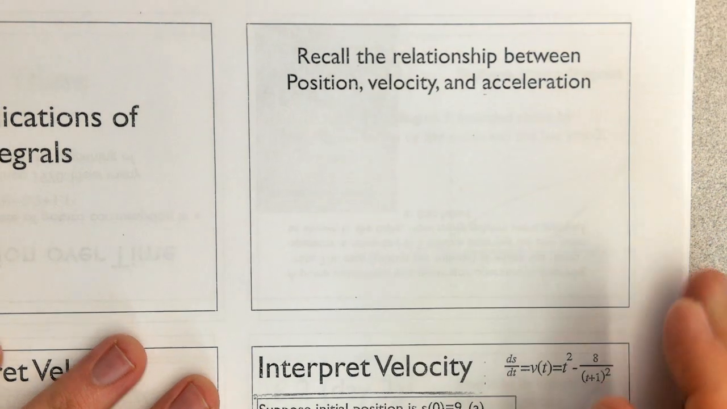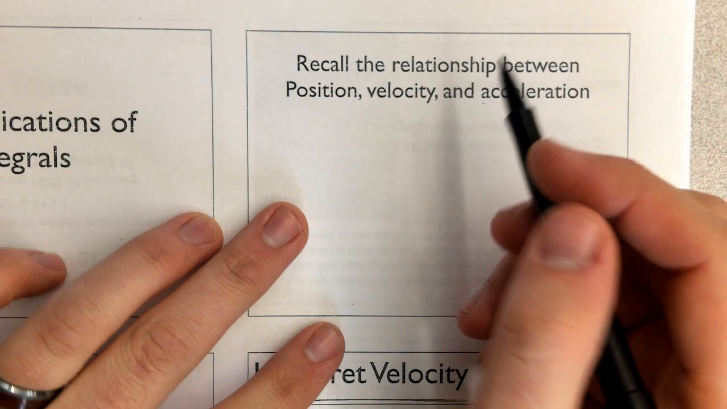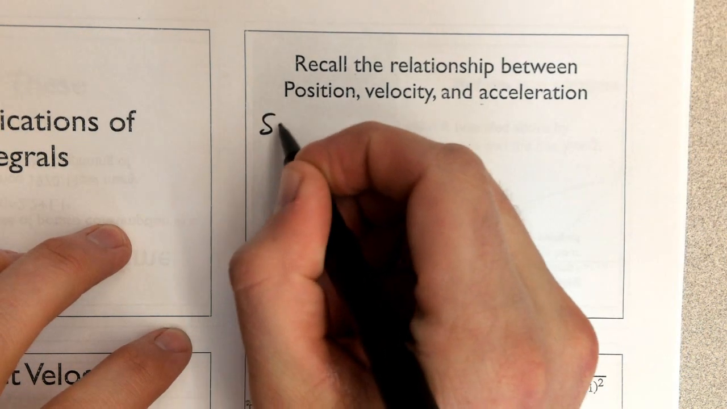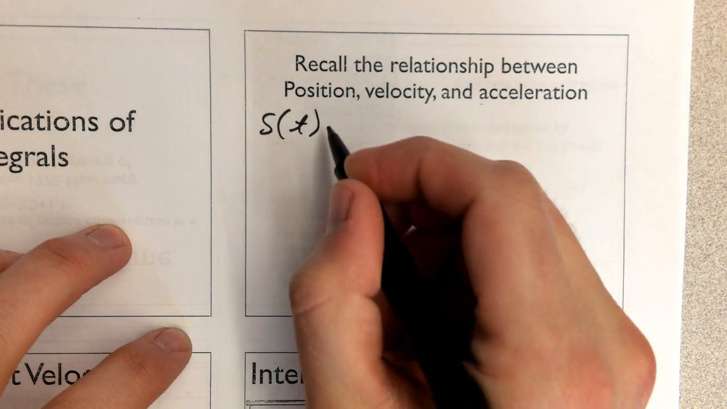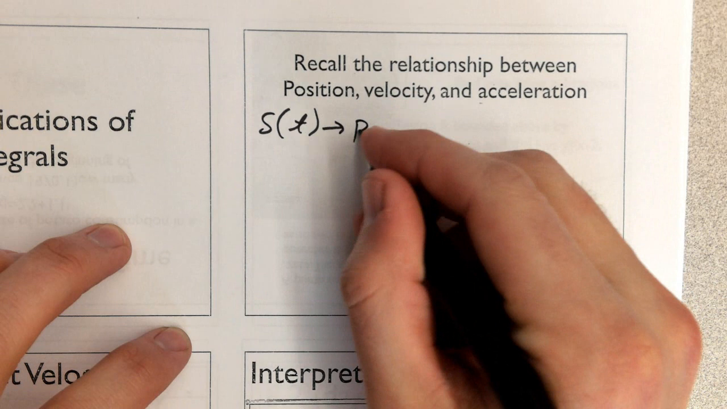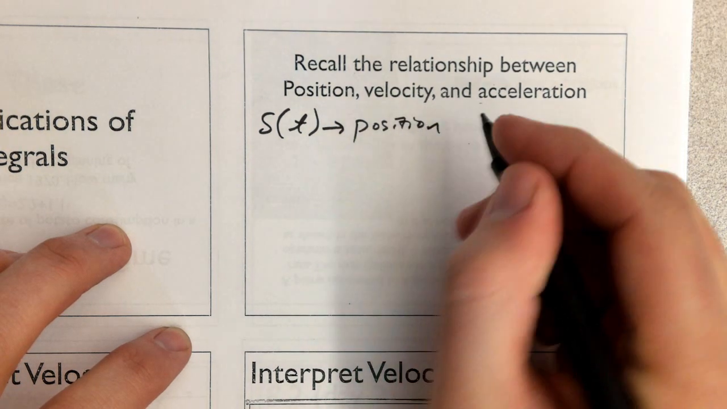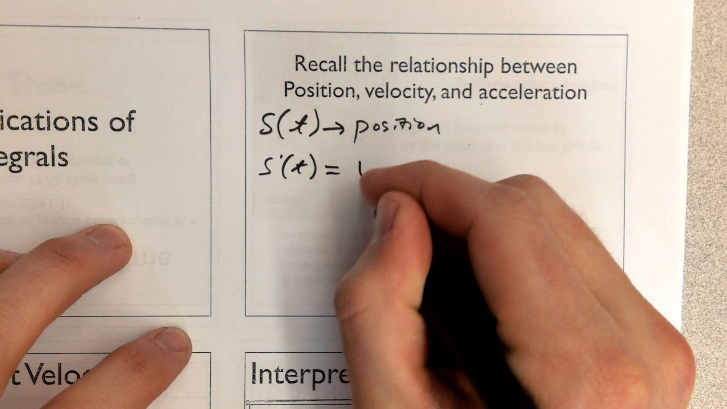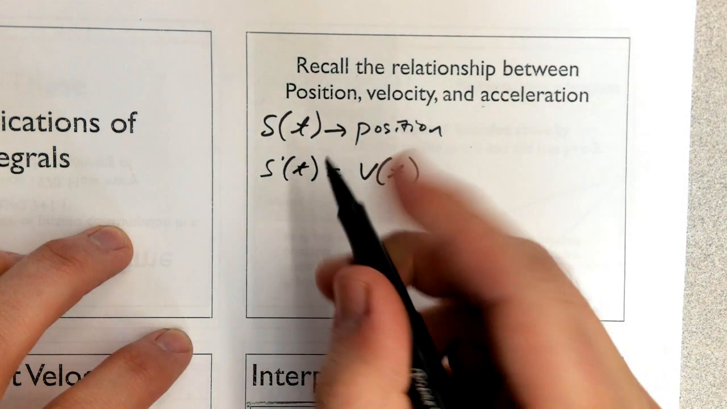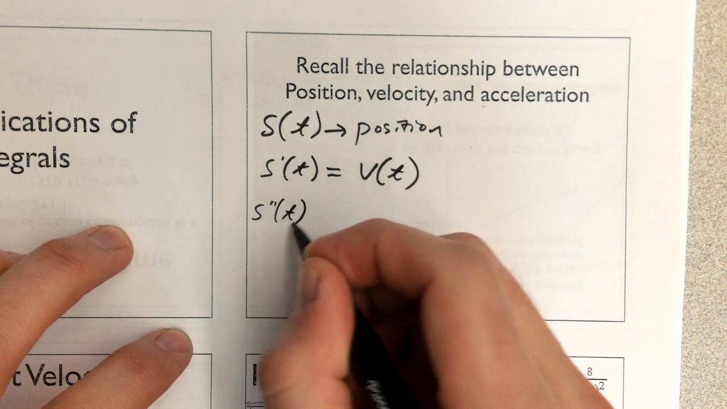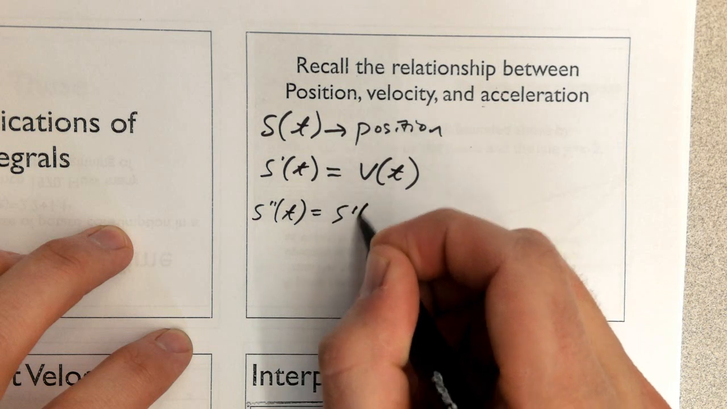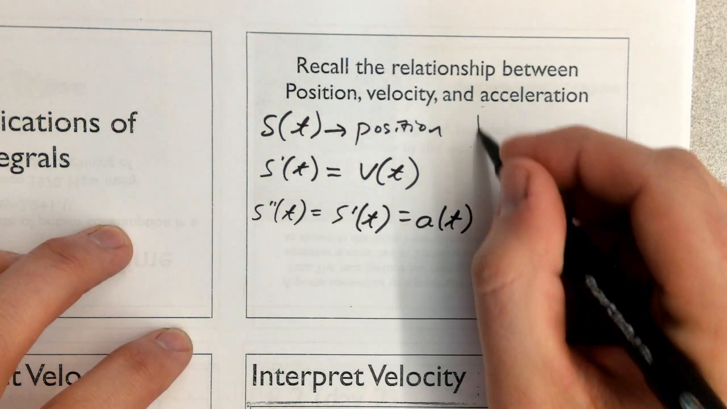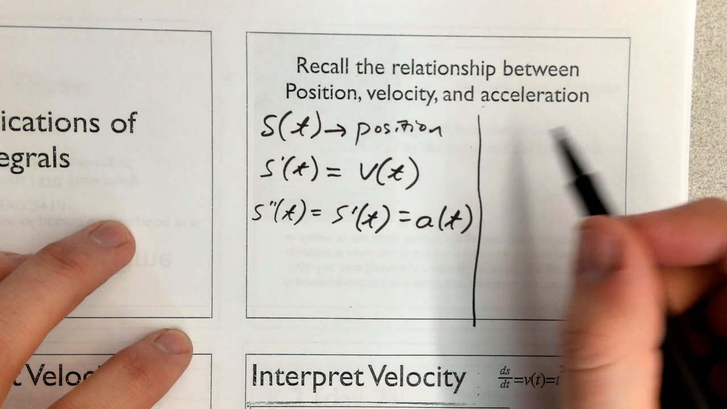So let's talk about, real quick, the relationship between position, velocity, and acceleration. You probably remember from last trimester, and it's come up since then, that s of t, if we call that position, then s prime of t is velocity, v of t, and then s double prime of t is equal to s prime of t, which is equal to acceleration, which is a of t. Okay? Then, if that's true, then working backwards, we get this.